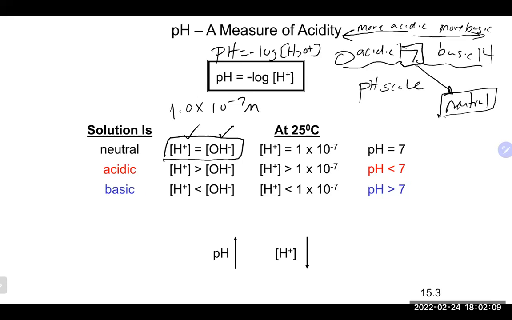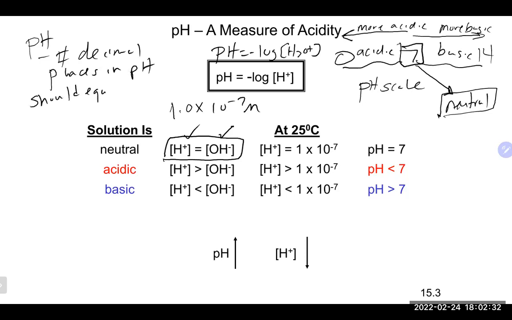Now, pH and significant figures is an important thing. So when we calculate the pH or a value like pH, the number of decimal places in the pH should equal the number of significant figures in the concentration value.